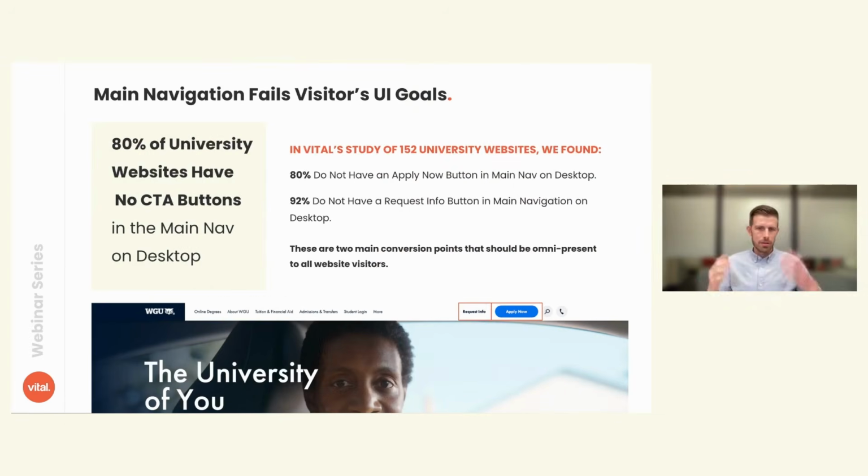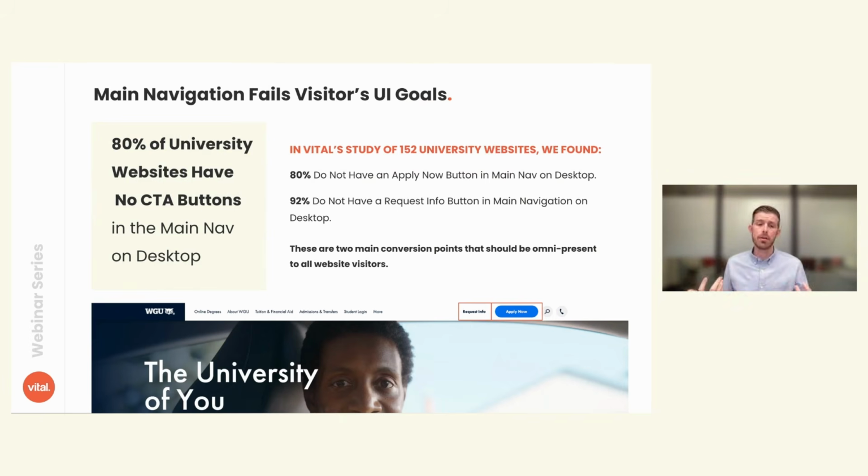The other one is, like I mentioned earlier, 80% of university websites have no CTA buttons in the main nav. Okay, so what do I mean by that? Here on desktop, here's Western Governors, main nav. They have request info and apply now right there, both as buttons. Our study says 80% don't have an apply now button in the main nav, and 92% don't have a request info button on the main nav.